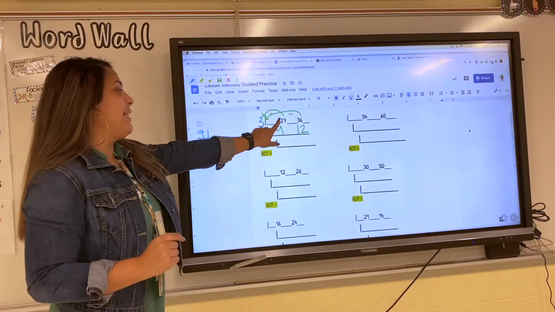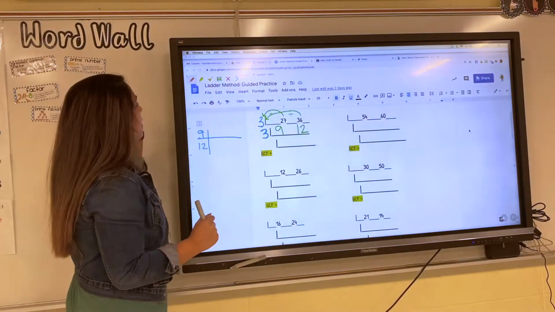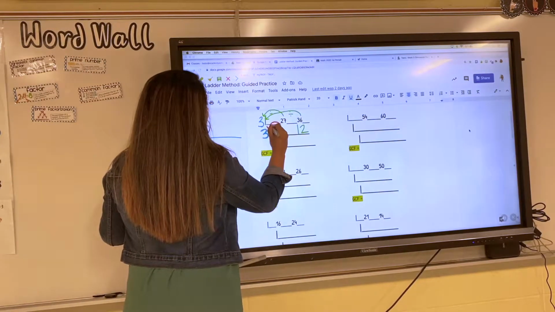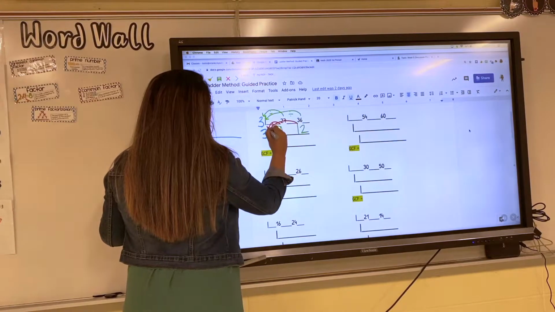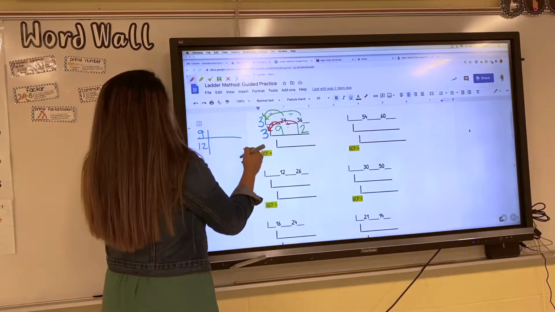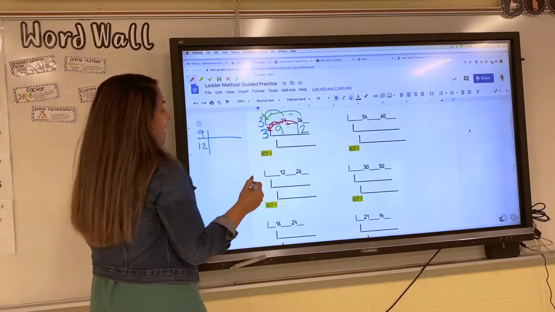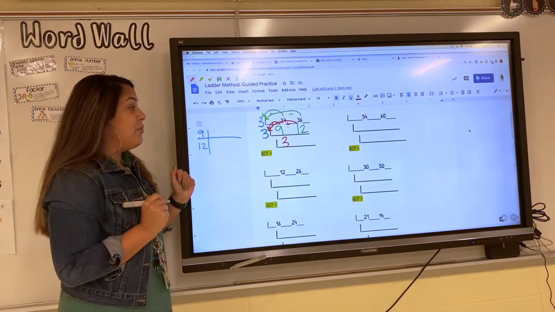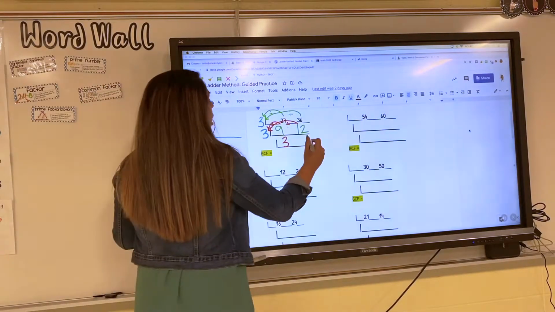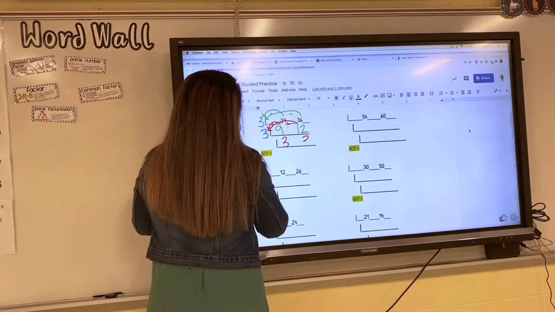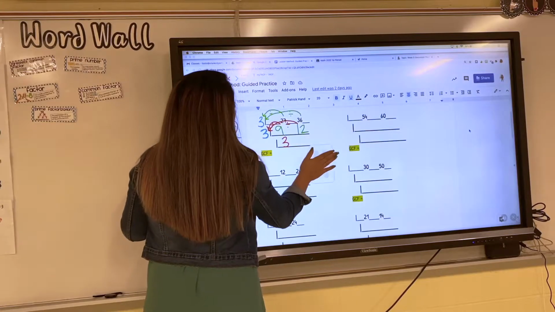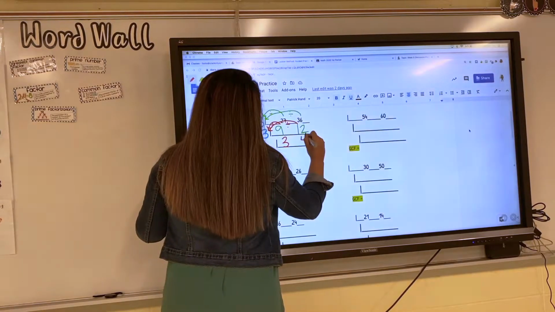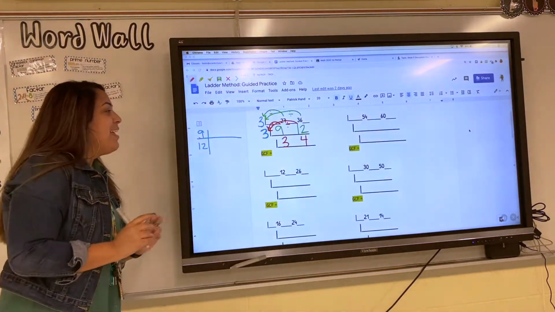So now, like how we did at the top, I'm going to divide 9 by 3 and then 12 by 3. So 9 divided by 3 is 3. And then 12 divided by 3 is also 3. No, it's not. Instead, 12 divided by 3 is 4. Got really excited for a second.